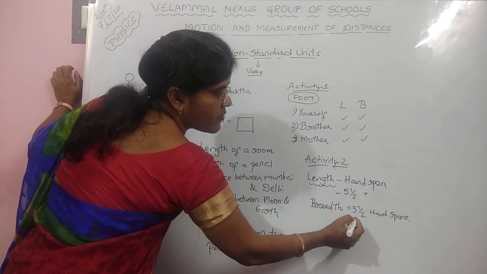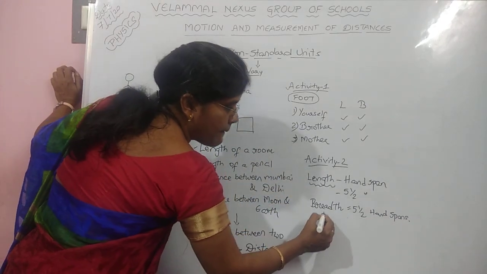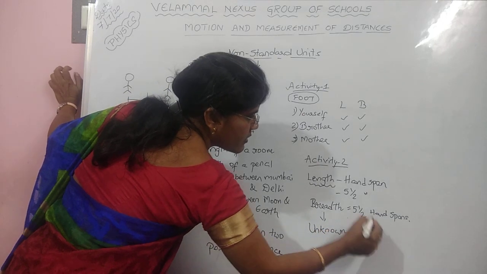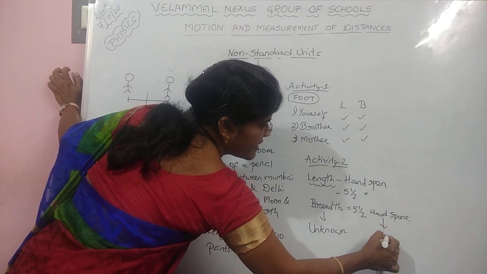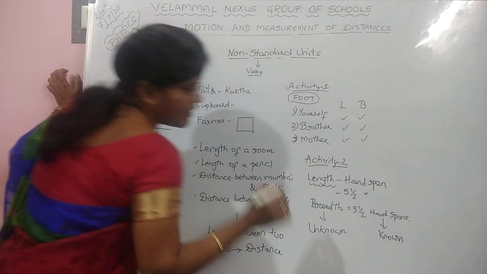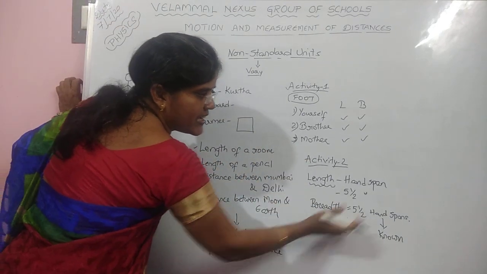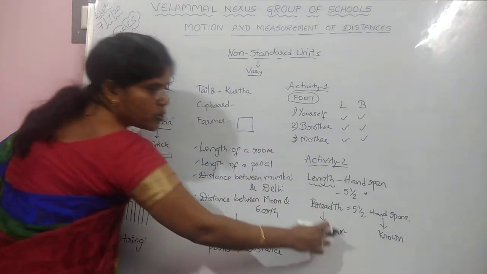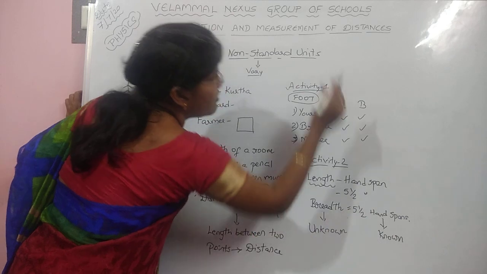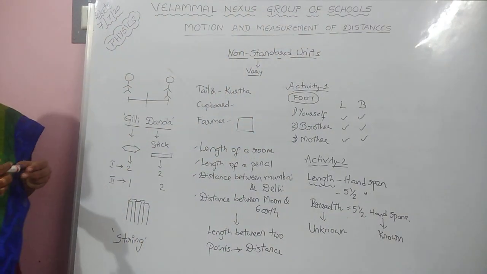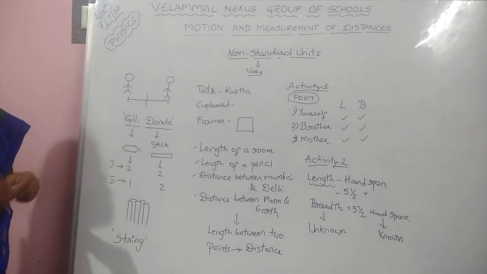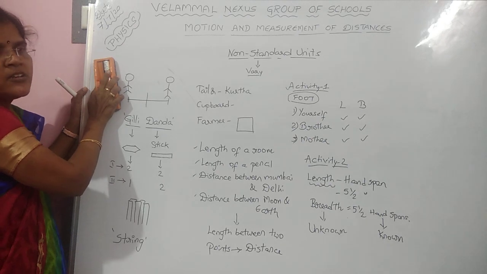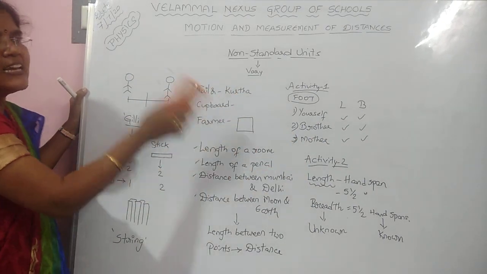Now breadth is equal to 5.5 handspans. What does it mean? Breadth is an unknown quantity. Handspan is a known quantity. That means comparing an unknown quantity with a known quantity will give you the measurement. Is it clear, children? Now we'll look into still more non-standard units. Till now, is it clear? Any doubts? Definitely do these activities at home. Really, you'll enjoy them, children.